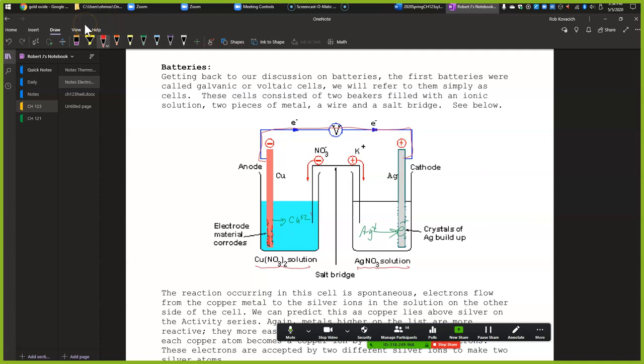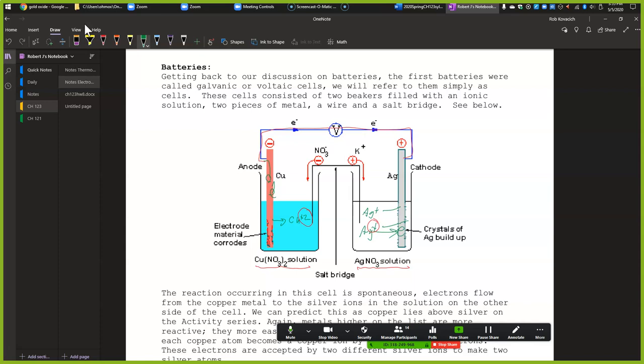You should be asking me, that's copper plus two, and that's silver plus one. Where did the other electron go? This reaction will only happen if you have two silvers that need one electron each. So this copper jumps into the solution, becomes copper plus two. Two electrons get sent over to the other side. One goes to this, one goes to that one, and this becomes two atoms larger of silver. This becomes one atom smaller of copper. So this bar is slowly dissolving away. This bar is slowly building up.